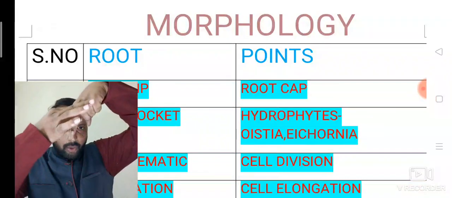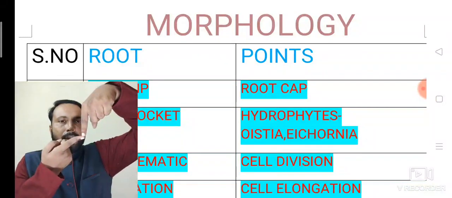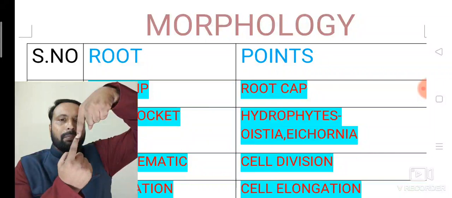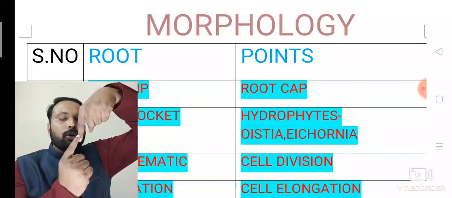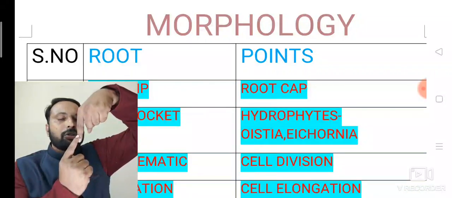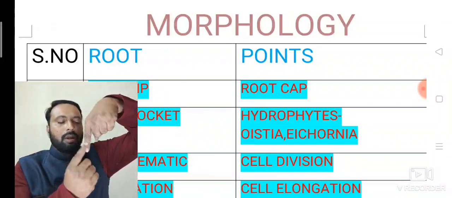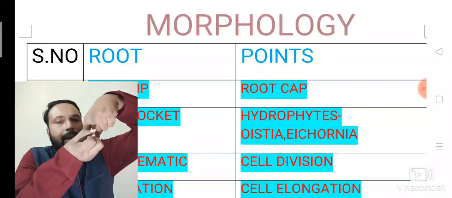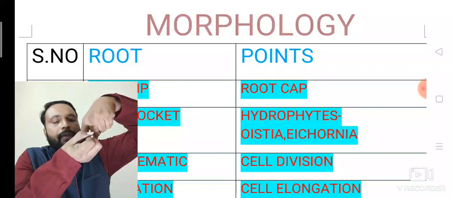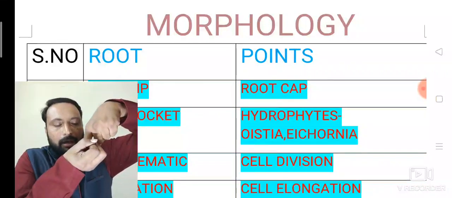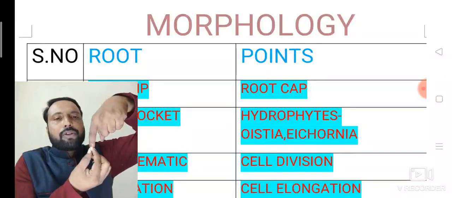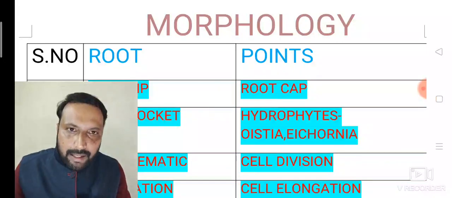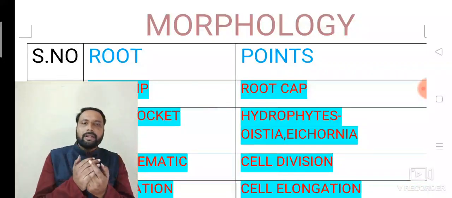So, you take the root from the point of view at the tip: root cap, just above the root cap, meristematic tissue. Above the root meristematic tissue, there is the elongation zone, then the maturation zone. First, the root is covered by the root cap. That root cap is called a calyptra. At the tip, the meristematic zone is present, which contains meristematic cells which can divide continuously.